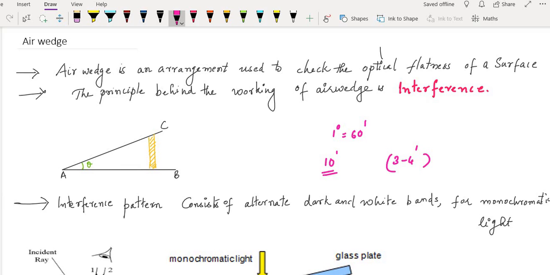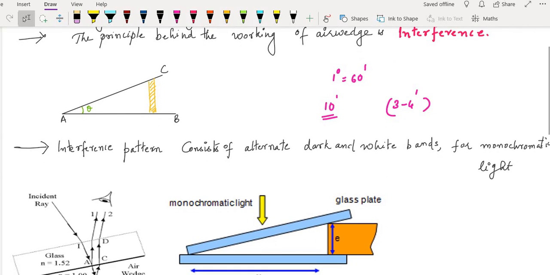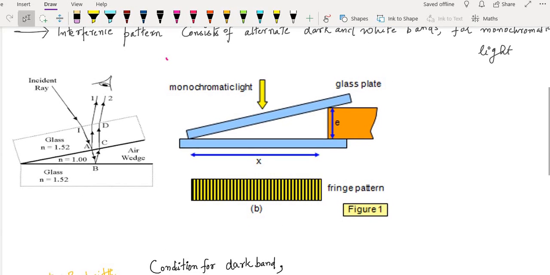The interference pattern of the air wedge looks like this. We use a sodium vapor lamp to illuminate this arrangement. The sodium vapor lamp has a yellow color, so the pattern looks like this. Here you can see one glass plate and another glass plate, separated by some object of thickness E.